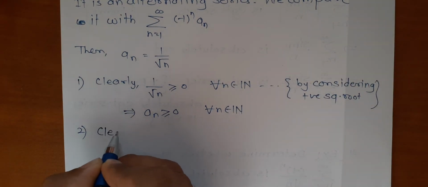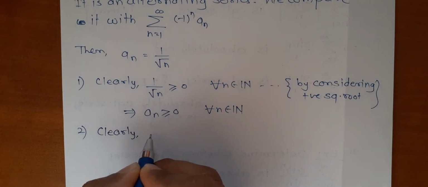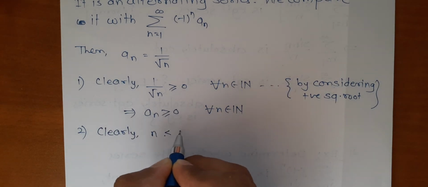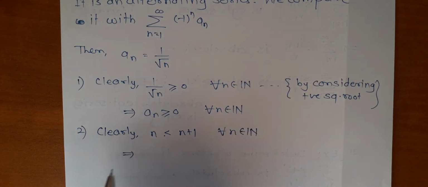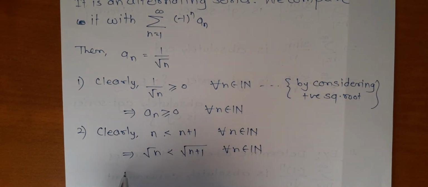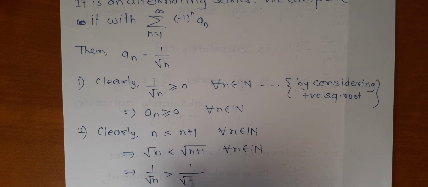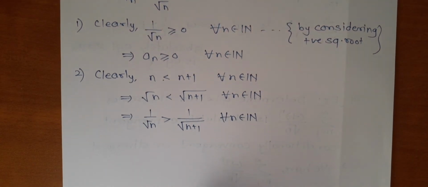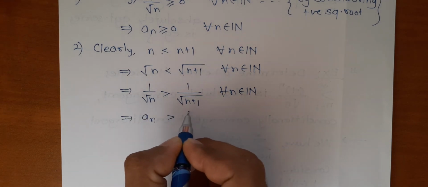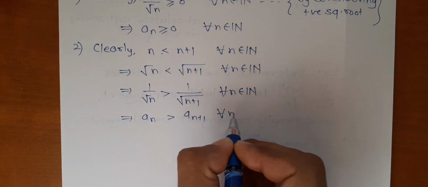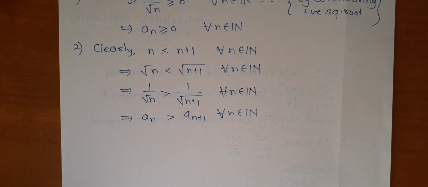Clearly one thing we can write, that n is less than n plus 1. This is true for all natural numbers. I will take square root of both sides, so inequality is maintained. If you take a reciprocal, then the inequality will get changed, for all n belongs to the set of natural numbers. This is nothing but bn and this is nothing but bn plus 1. So bn is greater than bn plus 1 for all n belongs to natural numbers. So you can declare it is a decreasing sequence. Second condition is also satisfied.